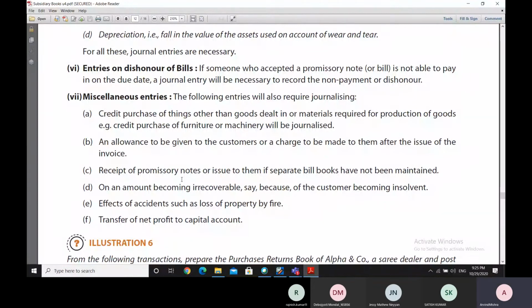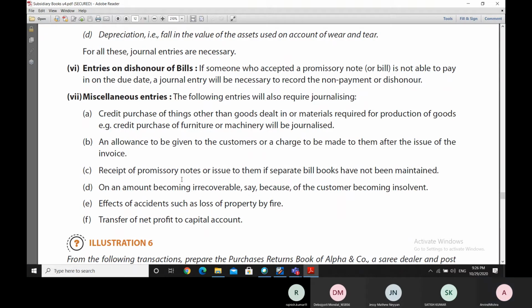We are trying to understand for what purpose the journal will be used when we have already understood that there are many transactions which are to be entered in the subsidiary books. So the journal also being a subsidiary book, how is it going to be used and in what conditions will a journal entry be made, that is what we are trying to understand. So there are some miscellaneous entries which need to be journalized, which need to be entered in the journal.